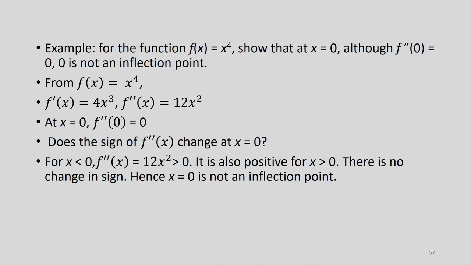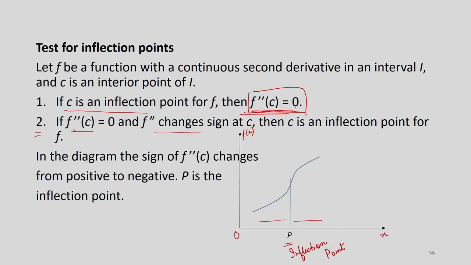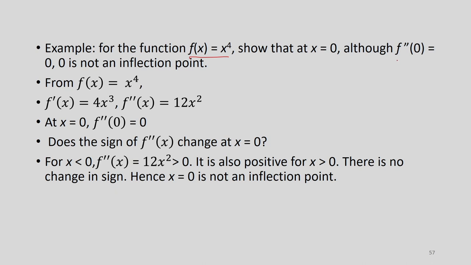Here is an example. For the function f of x is equal to x to the power 4, show that at x is equal to 0, although f double dashed of 0 is equal to 0, 0 is not an inflection point. What is being done here is that we have the satisfaction of the necessary condition, f double dashed of c is equal to 0, which is being satisfied at x is equal to 0. But this necessary condition does not guarantee that at x is equal to 0 you are actually going to get an inflection point. So, this is an example of that.